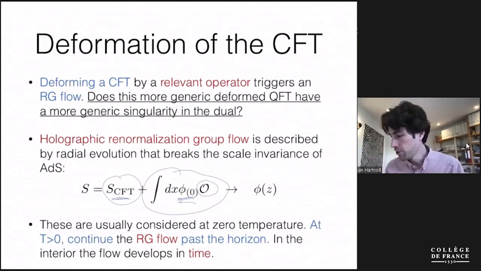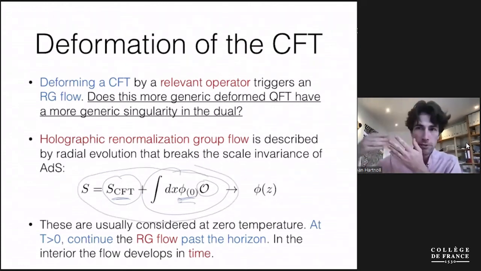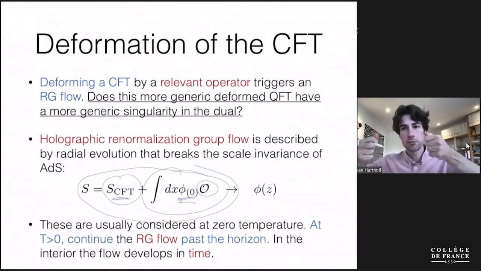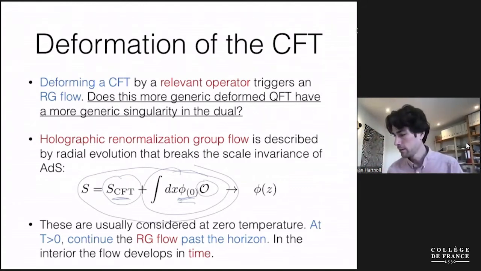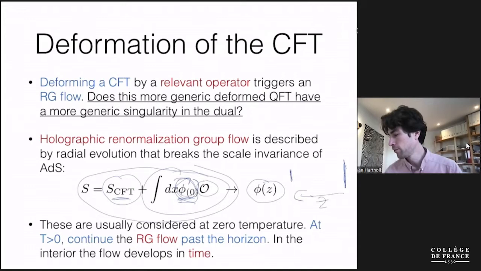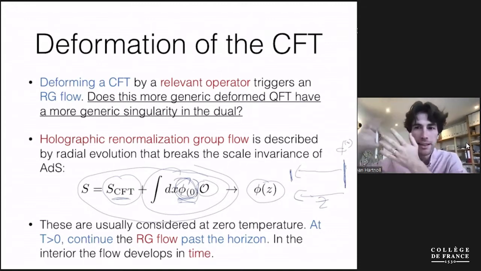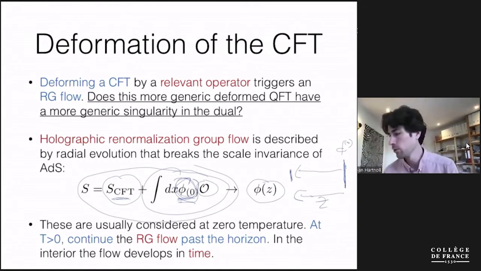Now, what does the deformation of a theory do? It induces a renormalization group flow. If you start at a fixed point that is scale invariant and then you deform it, the coupling starts to run. In holography, the running of the coupling is the radial evolution of the field. Here's the boundary, here's the interior, this is the z coordinate. I deform the theory by having some boundary value for this field, but then I have to solve Einstein's equations by integrating in this field given the boundary value. And that will give me some phi of z.